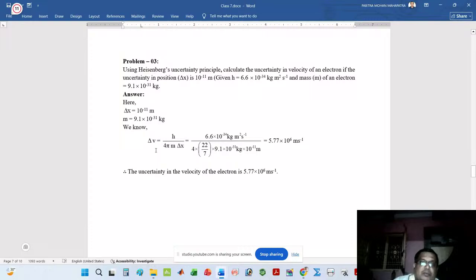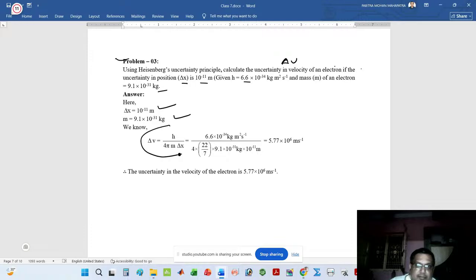Next, move to the problem number 3. Using uncertainty principle, calculate the uncertainty in velocity of an electron if the uncertainty in position del x is given, that is 10 to the minus 11 meter. Given h value is 6.6 into 10 to the minus 34 kg into meter square second inverse. Mass of an electron is already given, that is 3.1 into 10 to the minus 31 kg. The given data: del x is 10 to the minus 11 meter, m is 3.1 into 10 to the minus 31 kg. Our target is to find out the del v. We know that del v is equal to how much?